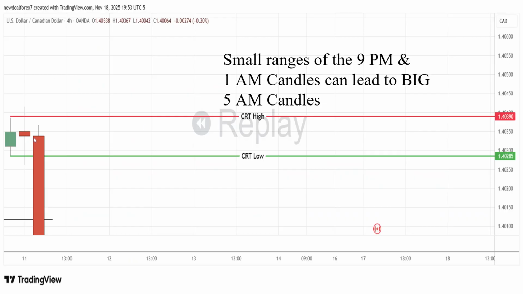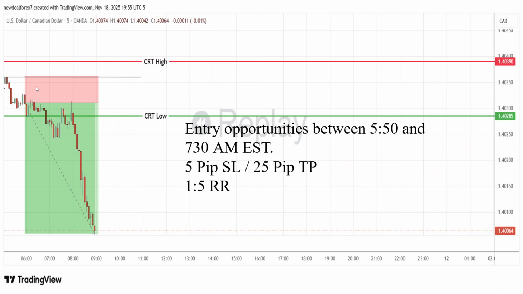So you have two small ranges right here, okay? And then when 5 a.m. rolls around, this black line right here is the 5 a.m. open. Price really didn't get to go up there. However, it's not labeled on here, but there was a little bit of a fair value gap right here.